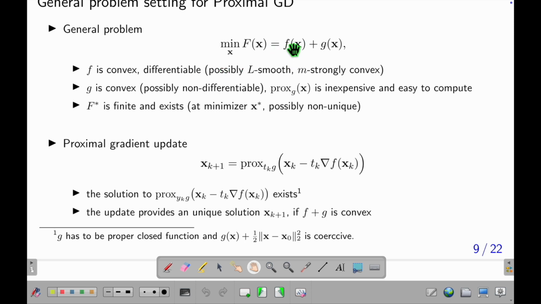Setting here, f is differentiable, that means I have Lipschitz continuous gradient. And then what? Convex, of course. G is what? Convex, but now G can be non-differentiable. And prox is, you know how to do the prox, inexpensive, easy to compute, okay? And you also assume a solution exists, okay?